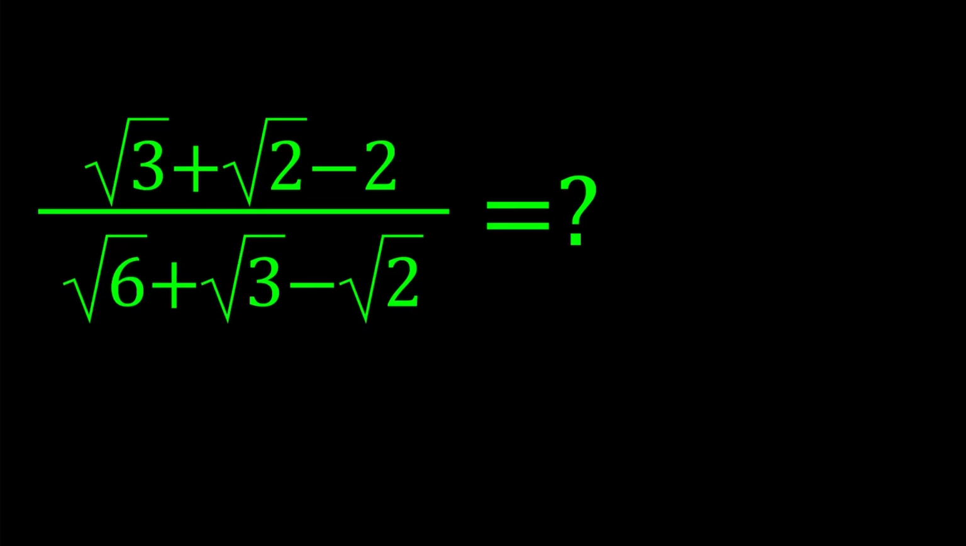Hello everyone. In this video we're going to be simplifying a radical expression. We have (square root of 3 plus square root of 2 minus 2) all over (square root of 6 plus square root of 3 minus square root of 2). So we're going to simplify this expression and write it in the simplest form. I'll be presenting two methods, and let's start with the first one.